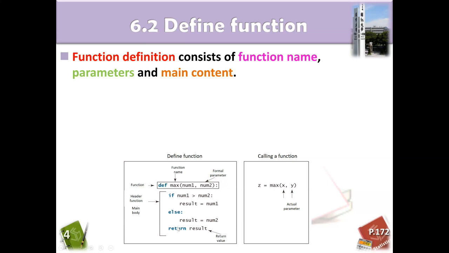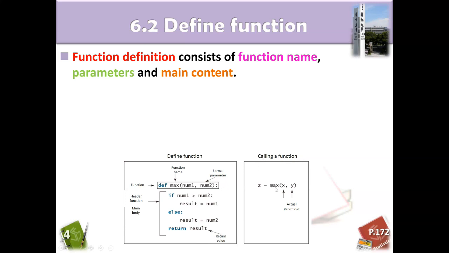And sometimes we will have a return at the end, because when we call a function, we want to get some result. So it will return the result back to the place where the program called it. Okay, that is the place where the function is called. And when we call the function, we just do that.